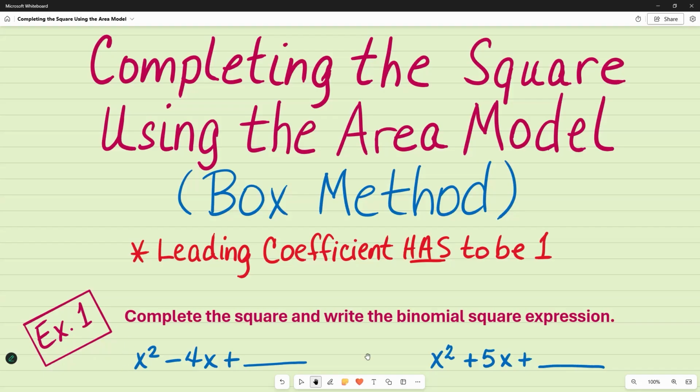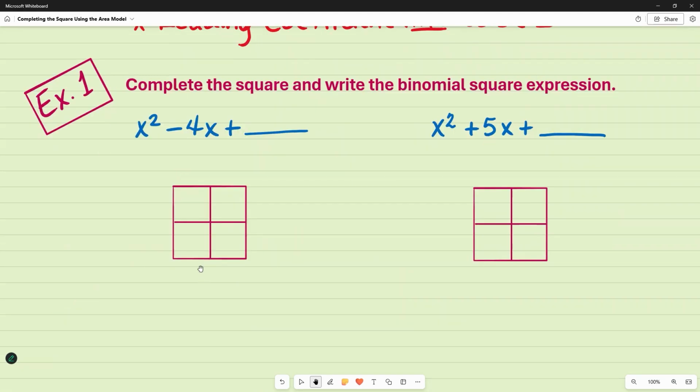For example 1, we're going to complete the square, which means we're going to fill in this blank, and then we're going to write the binomial square. I'm going to draw my area model, which consists of 4 cells in one box. The formula for completing the square is to take b, which is your middle term, and divide it by 2. And then you want to square that answer, and that's what's going to go in the blank.